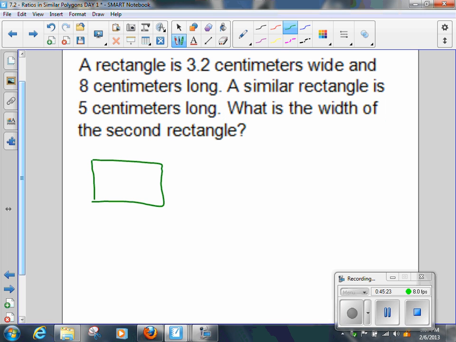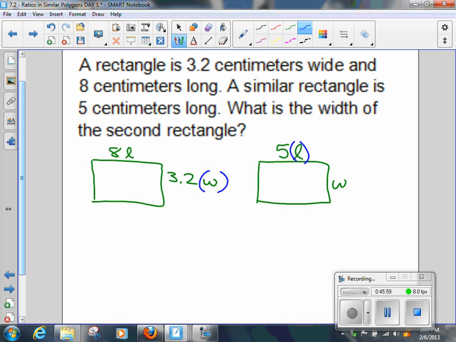Rectangle. 3.2 wide. 8 long. Okay, look. I'm putting W and L up there for me. Okay, it's going to be a guide. It says a similar rectangle is 5 centimeters long, so I'm going to have to put it where the L goes. Okay, you with me? What's the width? These W's and these L's, I put them there as guides.